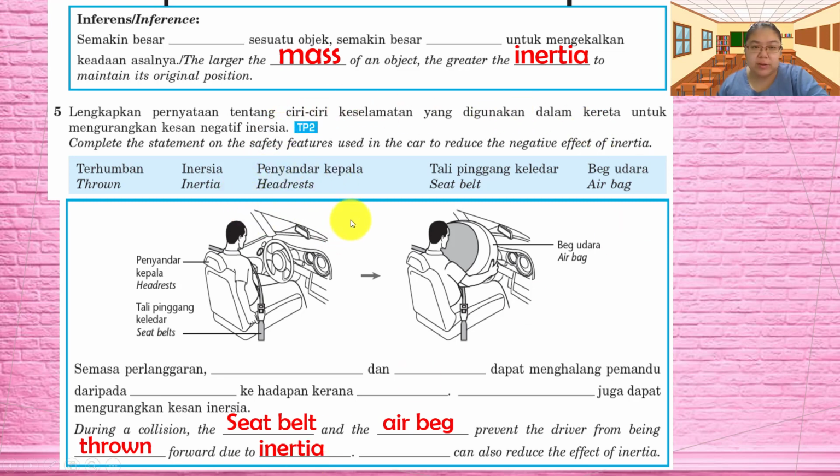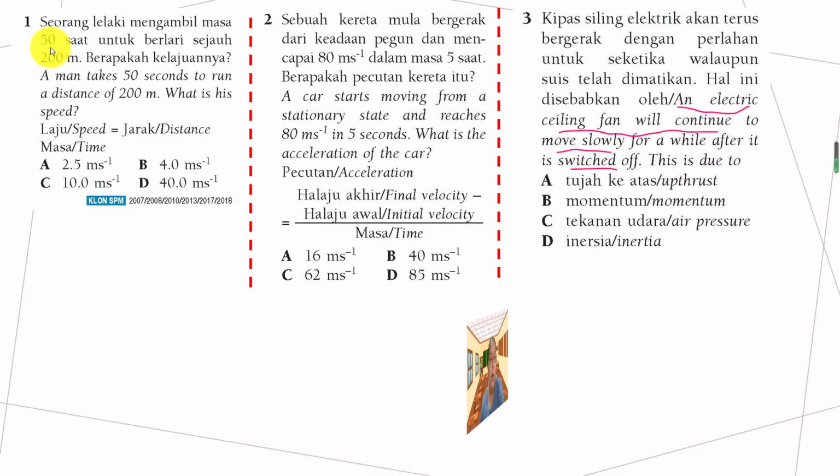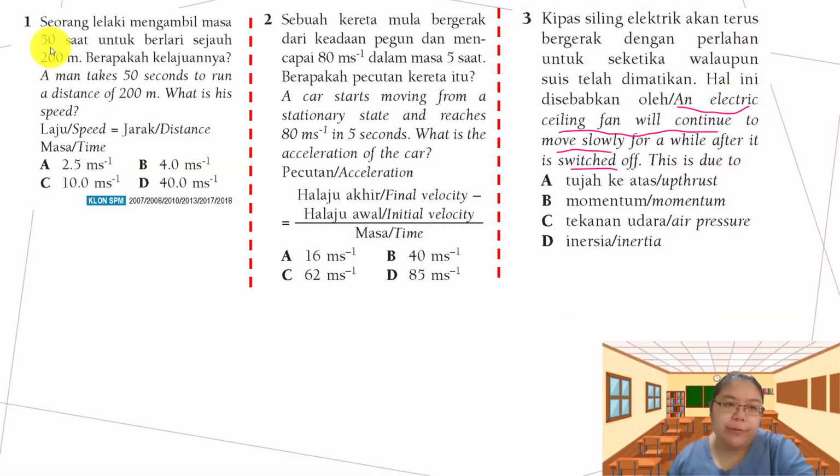The headrest. You must have the headrest, because when you start to move, your body will go backwards. So if you have a headrest, the headrest will cover your neck, so you are safe. Okay, now we go to the objective questions.